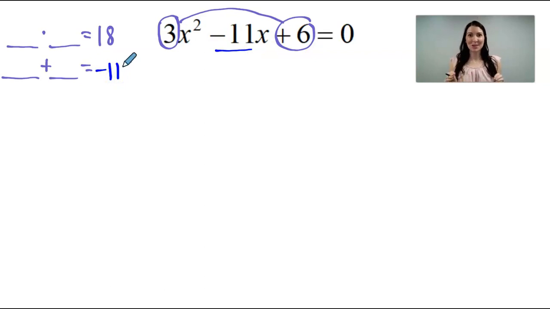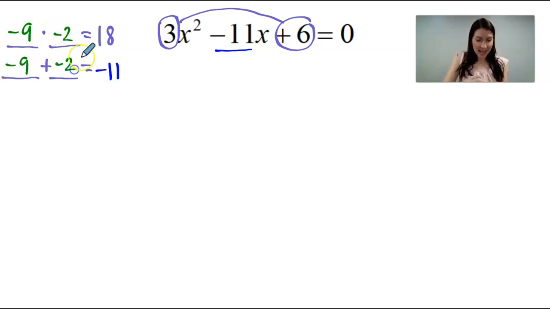And this is where the puzzle part comes in. We have to try to figure out two numbers that multiply to give me positive 18, but then when we add them, gives us negative 11. And this is where it might take a little time to figure out those two numbers. Well, if they have to multiply to a positive number and add to a negative number, I know those two numbers both have to be negative. It turns out those numbers are negative 9 and negative 2.